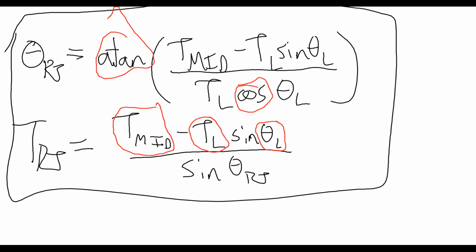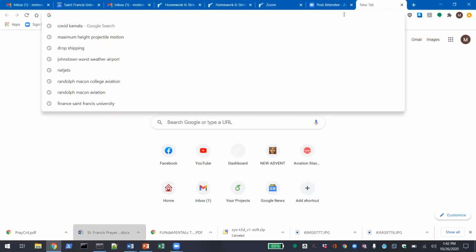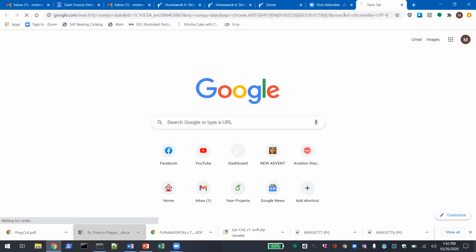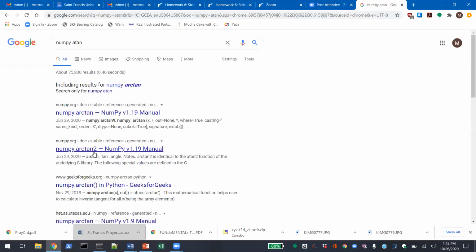All right. So now we should, in theory, just have to punch those equations in and call it a day. Question is, I don't know what arctangent is. So let's go exploring. Make sure I'm sharing this. Okay, so what I'm going to type in is just numpy atan, because I assume that it's in the numpy package, and I want the arctangent function.